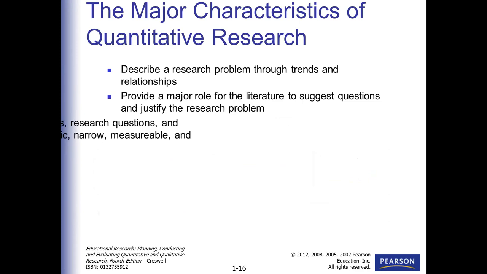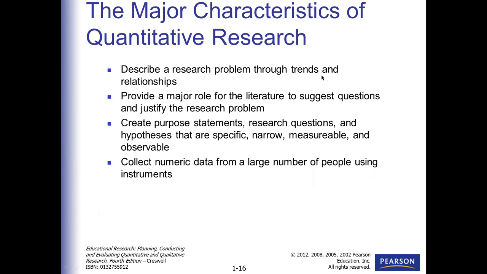So what are the major characteristics of quantitative research? It describes the research problem through trends and relationships, right? It is not going to be perception based. For example, if Nazia has said something, there is no place for Nazia. Nazia may be one of the participants and there is no need to mention her. It also provides a major role for literature to suggest questions, justify the problem, and create purpose statements. This is more or less the same thing that we have done already.